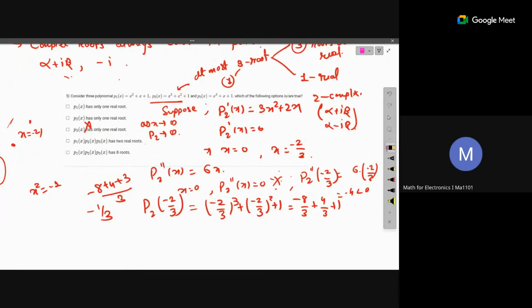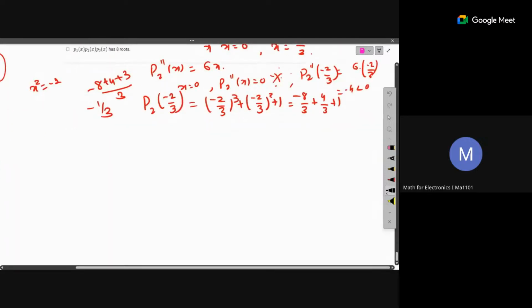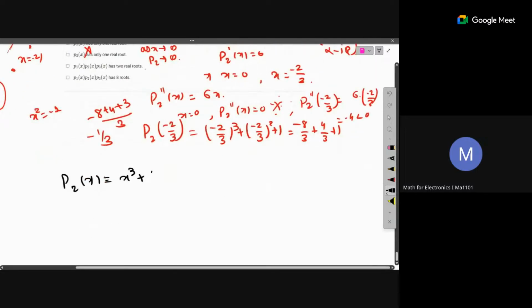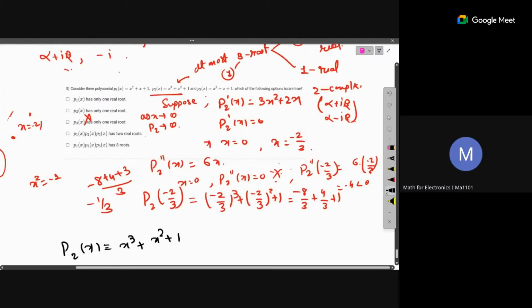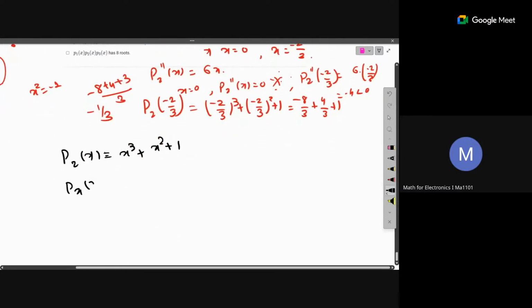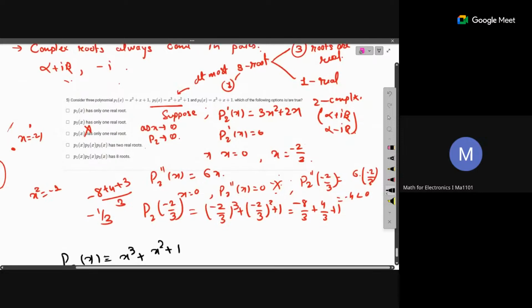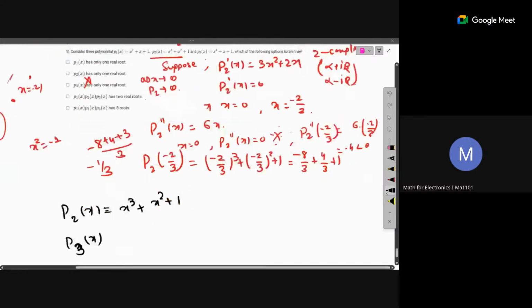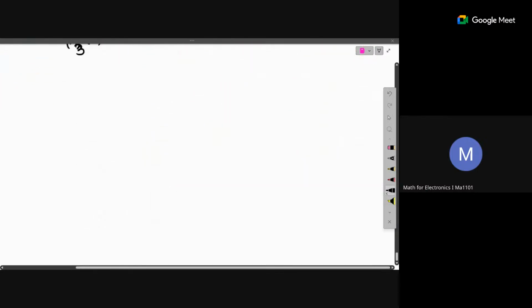So see, here P1 is easy. We have P2 and P3, so let's try to figure out something about this. P2 of x is equal to x cube plus x square plus 1. And P3 of x is equal to x cube plus x plus 1.